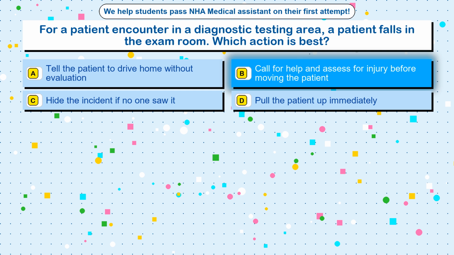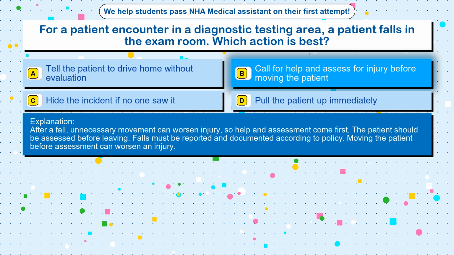The correct answer is option B, call for help and assess for injury before moving the patient. After a fall, unnecessary movement can worsen injury, so help and assessment come first. The patient should be assessed before leaving. Falls must be reported and documented according to policy. Moving the patient before assessment can worsen an injury.